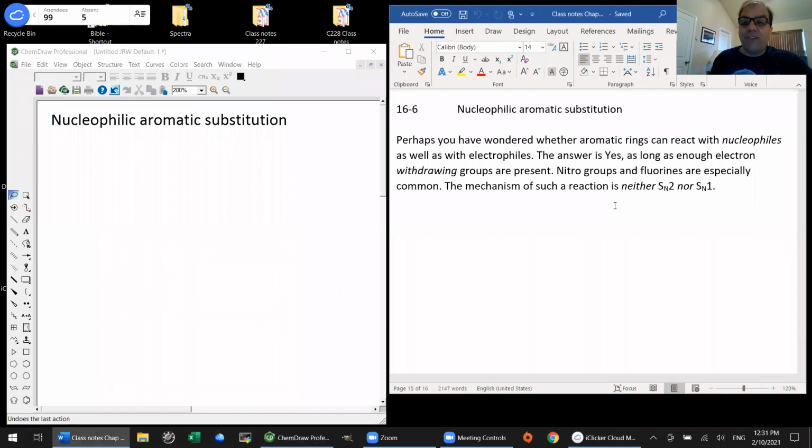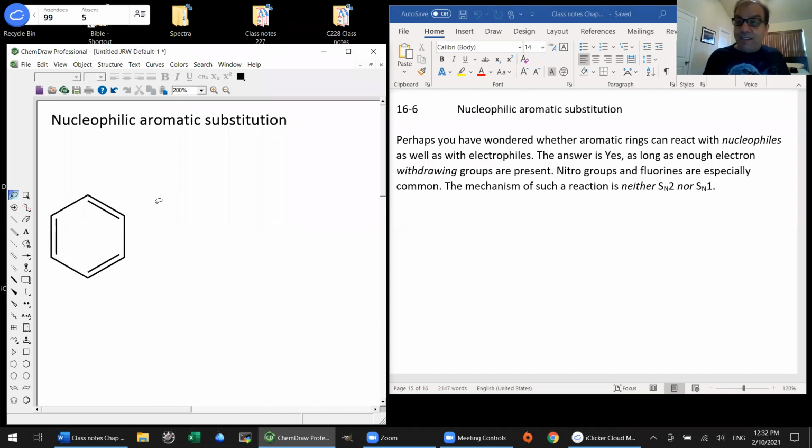And as you can imagine, instead of reacting an aromatic ring with an electrophile, which is what we've done up till now, we're going to react an aromatic ring with a nucleophile. And that is possible as long as you have a leaving group in the aromatic ring, and as long as, especially I should say, if there is an electron withdrawing substituent. So, like I said, we're going to turn electrophilic aromatic substitution on its head.